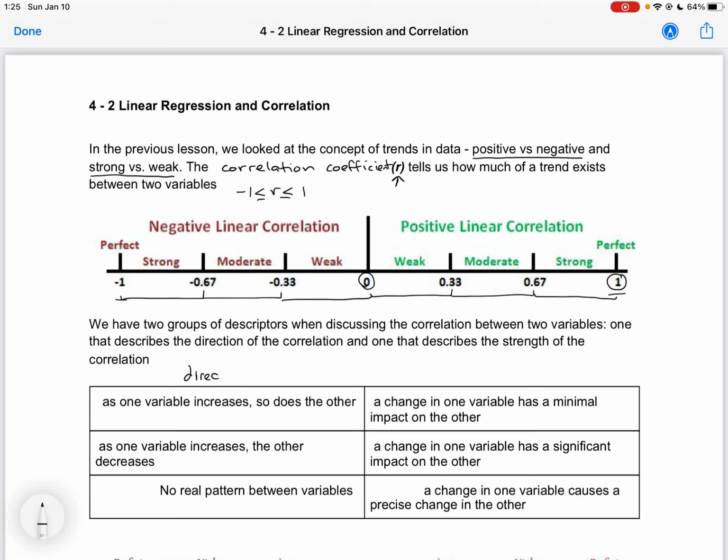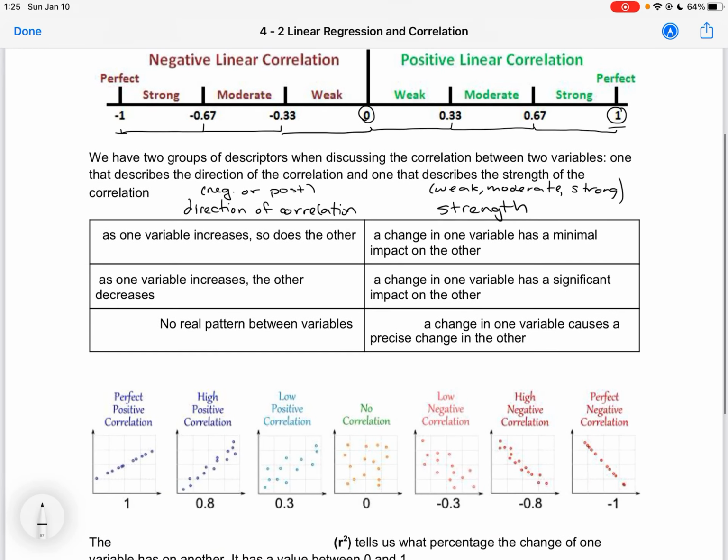We have two groups of descriptors when we're discussing the correlation between two variables. One describes the direction of the correlation, and then one is going to describe the strength of the correlation. So direction can really be negative or positive, and then strength is weak, moderate, or strong, which are denoted below.